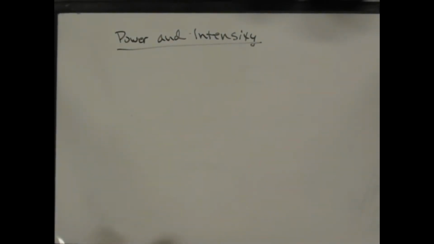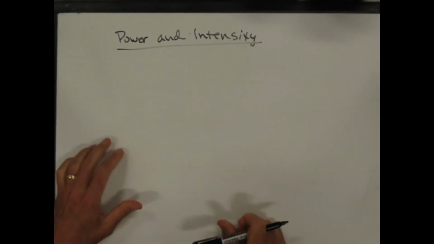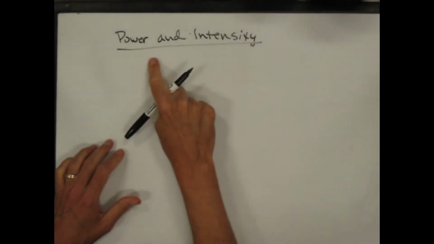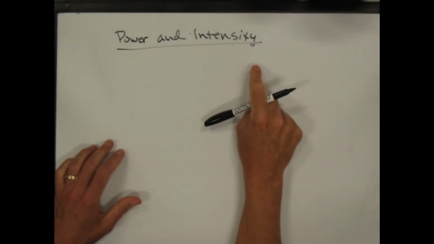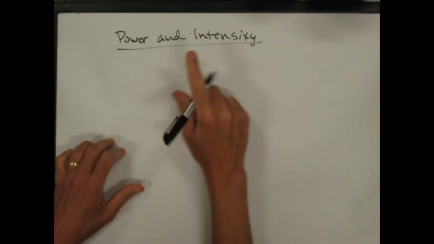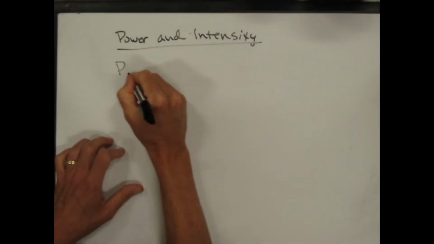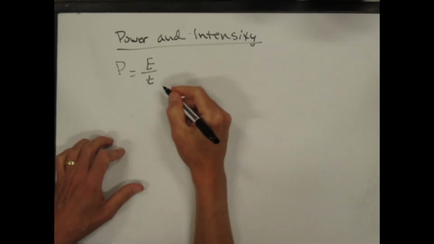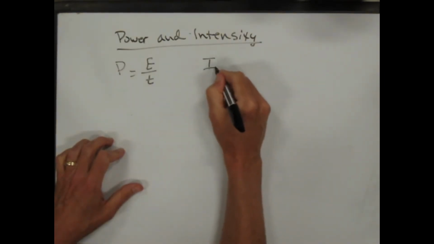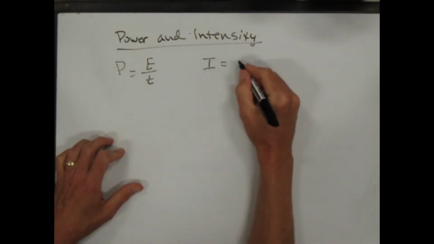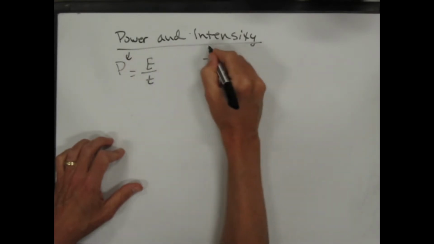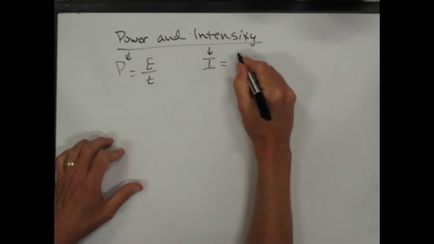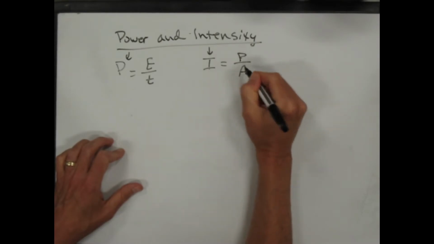So for waves, we can measure rates of energy flow, which waves often carry in terms of power and intensity. If you remember, power, we already defined, is energy or work per time, right? Intensity is, so this is power, right? This is intensity, is power over area.